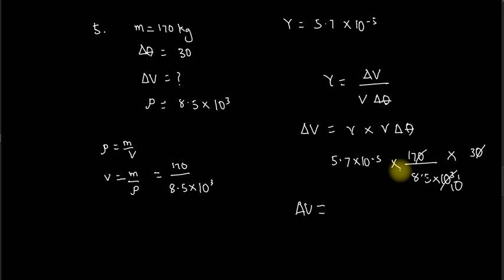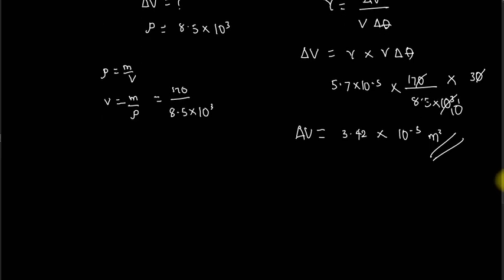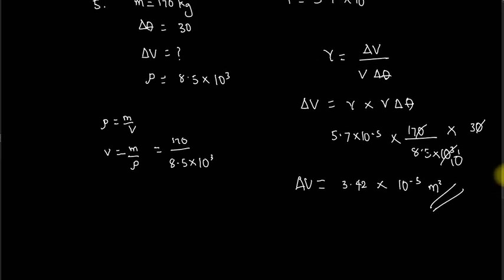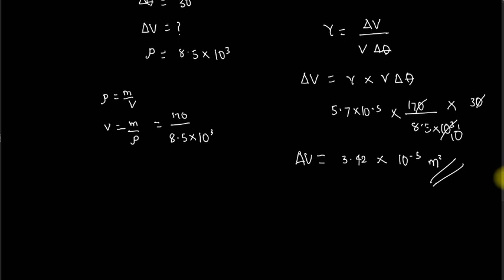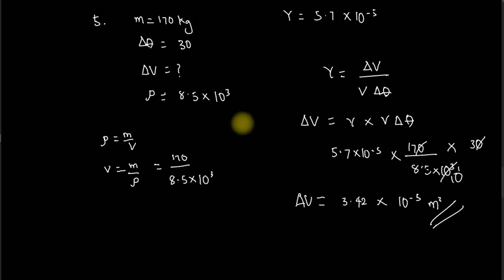Honestly, I just need the decimal. 0.6. 0.6 times 5.7, we're going to get 3.42. So 3.42 times 10 raised to the power minus 5 meter cube. That's our answer, if all we did is correct. Except this was supposed to be raised to the power minus 3.